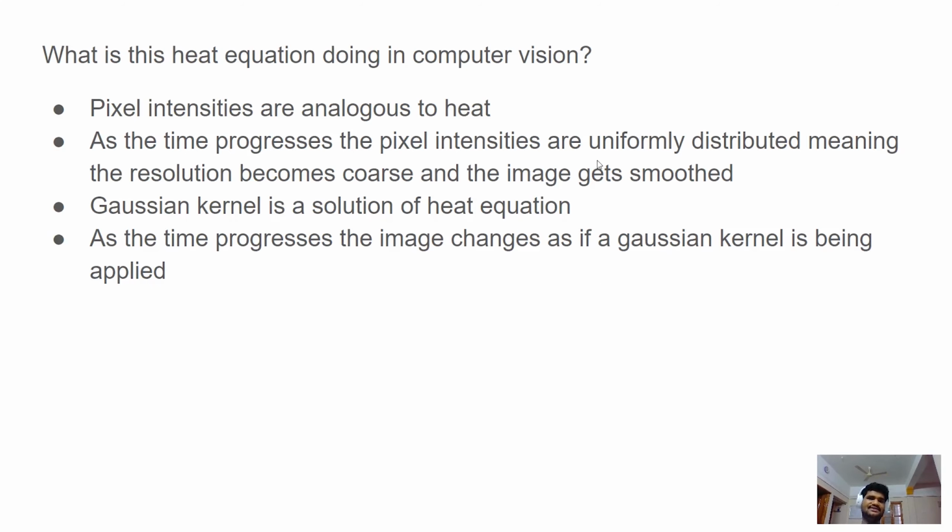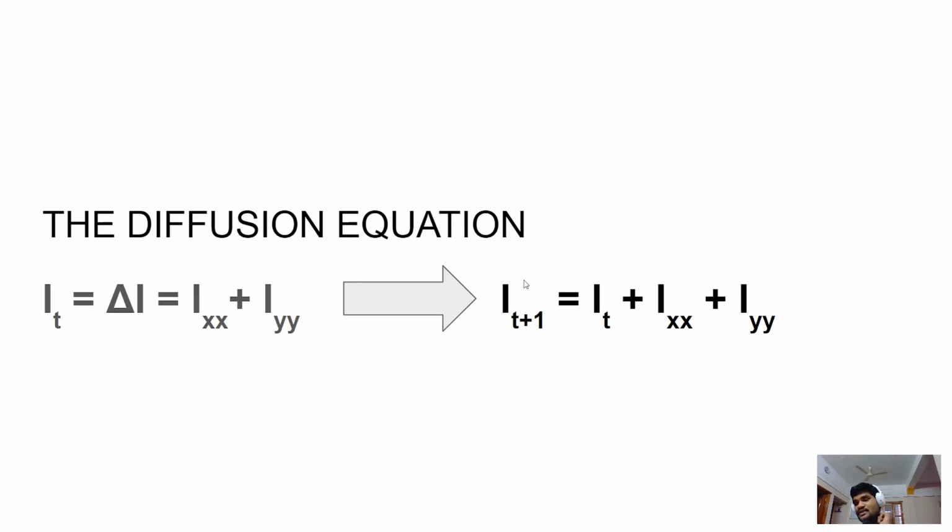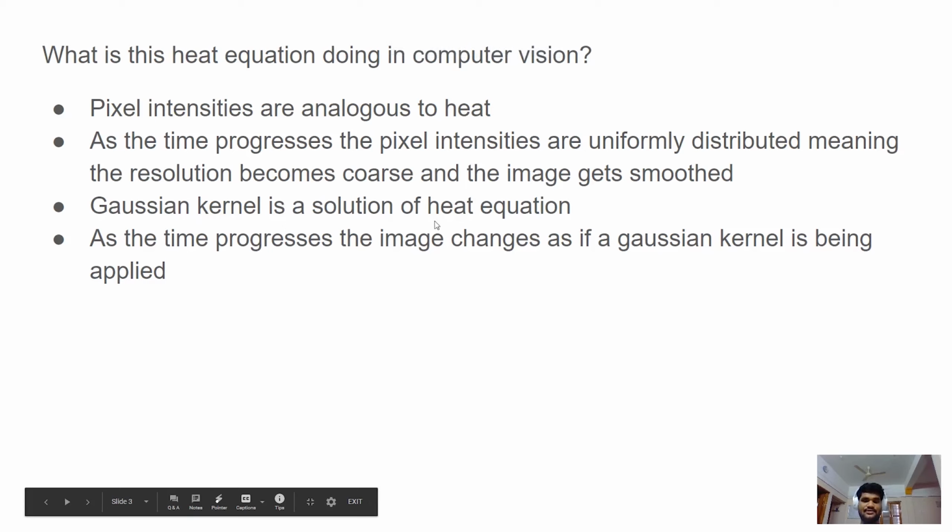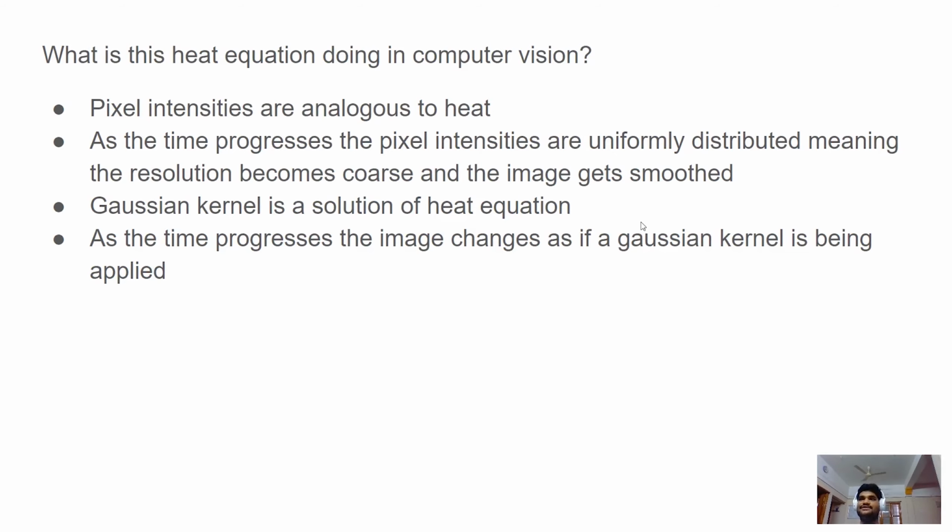And what is this heat equation doing in computer vision? As we have already discussed, the pixel intensities are analogous to heat. As time progresses, the pixel intensities are uniformly distributed, meaning the resolution becomes coarse and the image gets smooth. Another important outcome of this diffusion equation is that the Gaussian g(x, y, t) exactly satisfies this equation. So the Gaussian kernel is a solution of the heat equation, and all the blurring which we have done till now is derived from this heat equation.